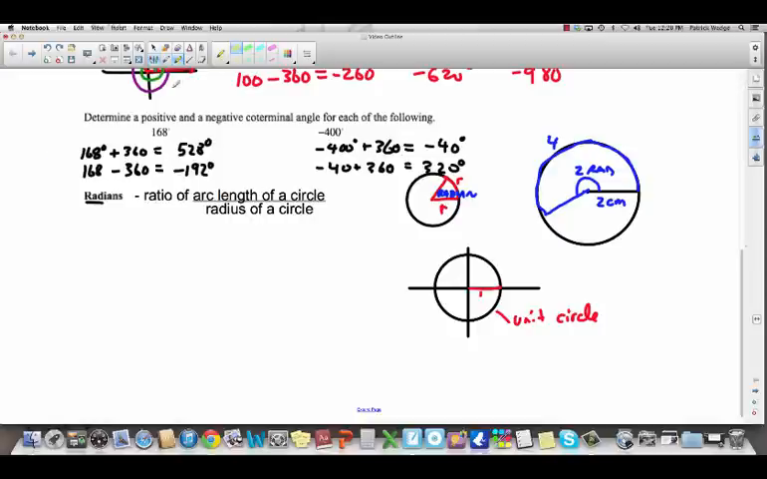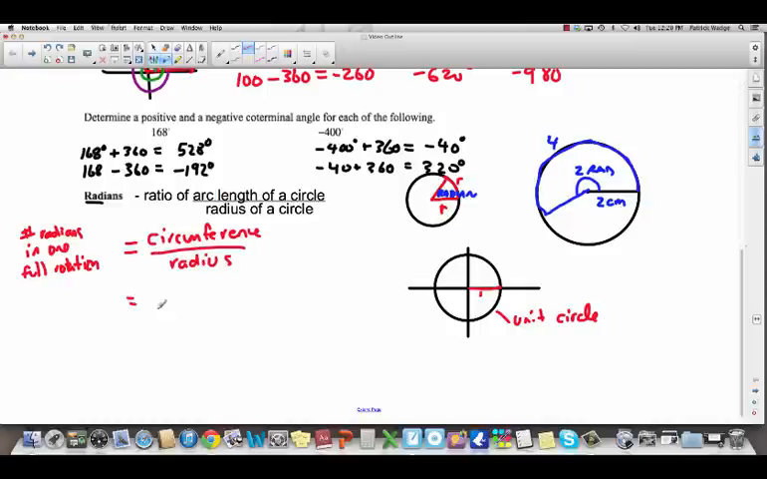The number of radians in a full rotation will be equal to the ratio of the arc length to the radius. For the arc length, we're going to make the arc the whole way around the circle. What do we call that? We call that circumference. So the number of radians in one full rotation equals the whole way around, which is called the circumference, divided by the radius.